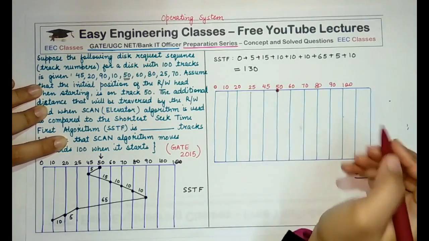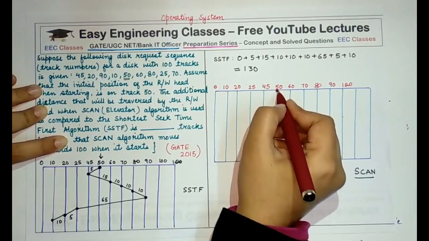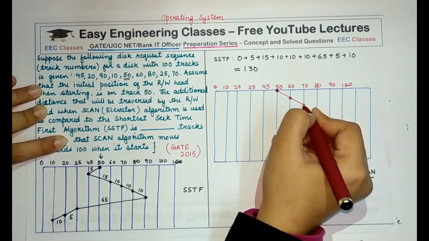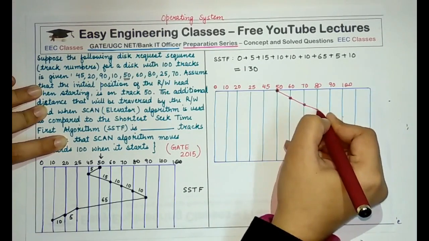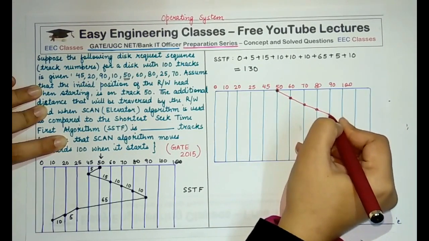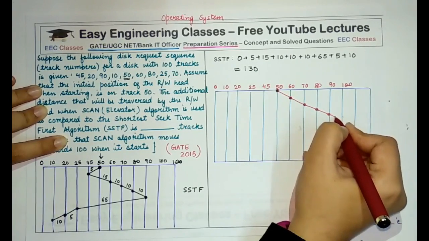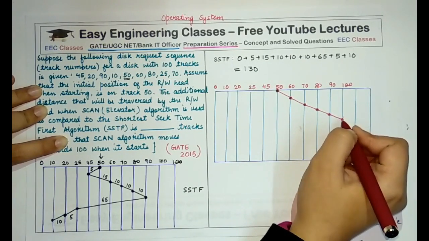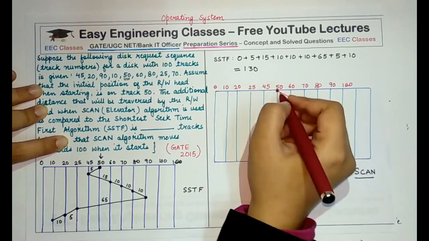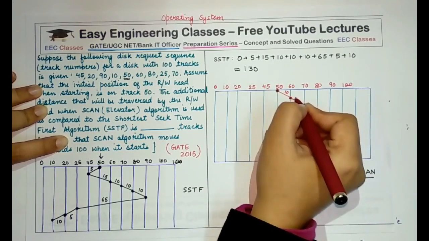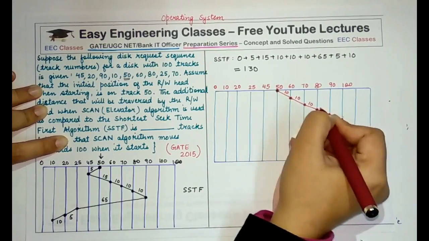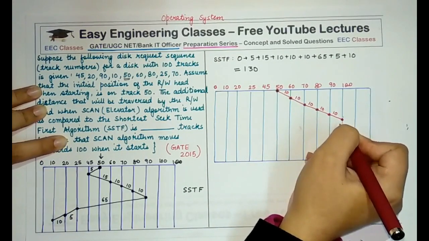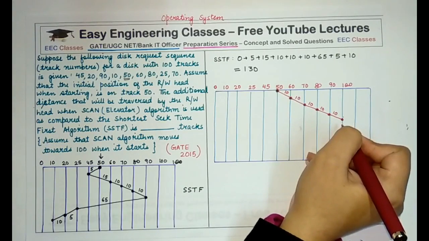We have to move towards the right and service all the requests that come in our way. So first 60 is serviced, then 70, then 80, then 90, and it will go till the extreme end to 100, even if 100 is not an actual request. So how much distance or how much time is taken? 10 in each case.